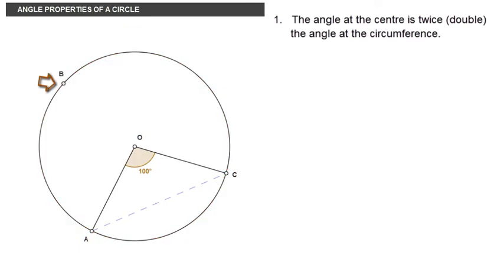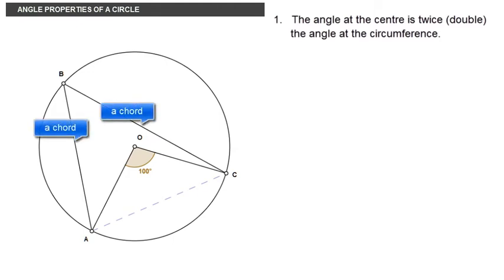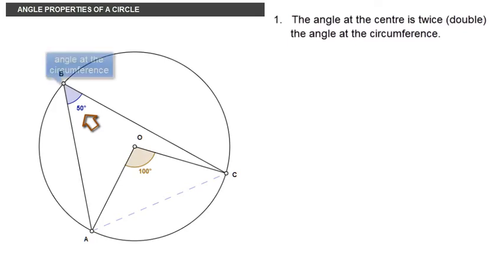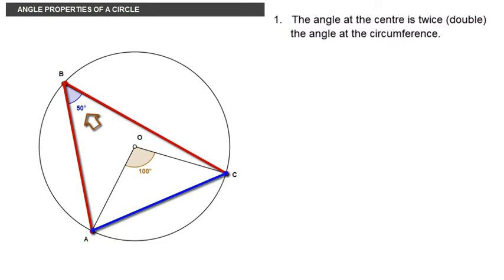The point B is on the major arc. Connecting AB and BC directly results in them being two chords. The angle formed between them, that is the angle ABC, is called the angle at the circumference or the inscribed angle. The chord AC subtends the angle ABC. What that means is that the chord AC holds on to or forms the base on which the angle ABC is formed.